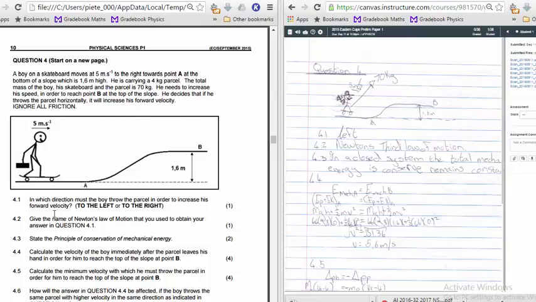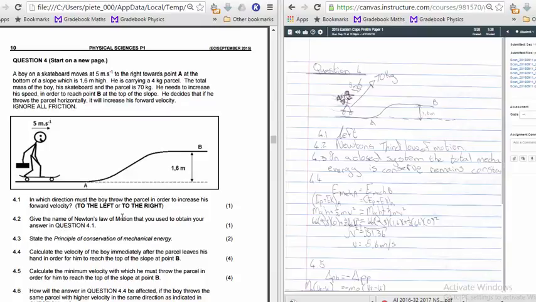Okay, so in which direction must the boy throw the parcel in order to increase his forward velocity? Obviously to the left. That means in the opposite direction as he's going. Since he's going to the right, the answer left is perfectly fine. Next: give the name of Newton's law that must be used to obtain your answer in question 2.